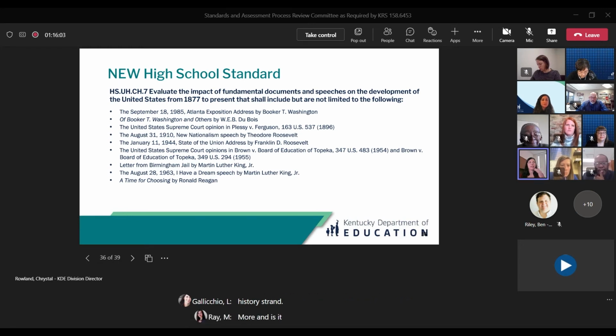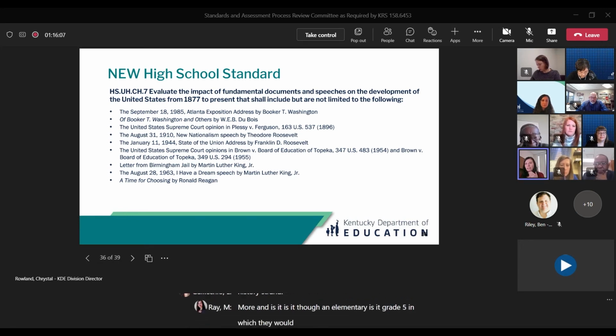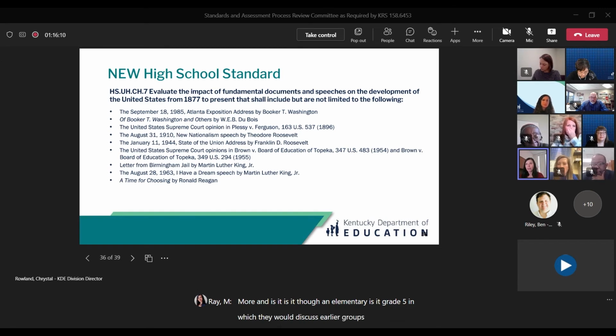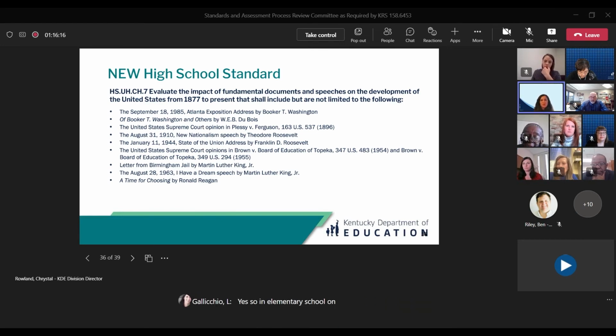Lauren, is it though in elementary, is it grade 5 in which they would discuss earlier groups in North America at that time? Am I remembering that correctly? Yeah, so in elementary school, in grades 4 and 5, they do go into a historical dive into the development of the United States. Grade 4 is migration and movement, and then grade 5 is colonization to constitution. But it is also important to note that the writers of the CAS for Social Studies are committed to students understanding the diversity that is found within the world. And so within those different grade bands and timeframes, students are looking at the entire world as it develops, basically, depending on the year, from the earliest to the present day.